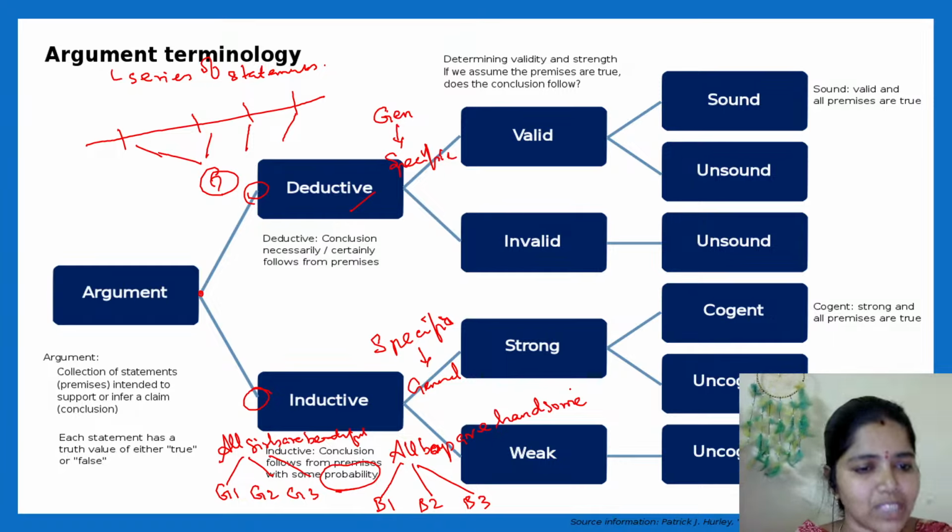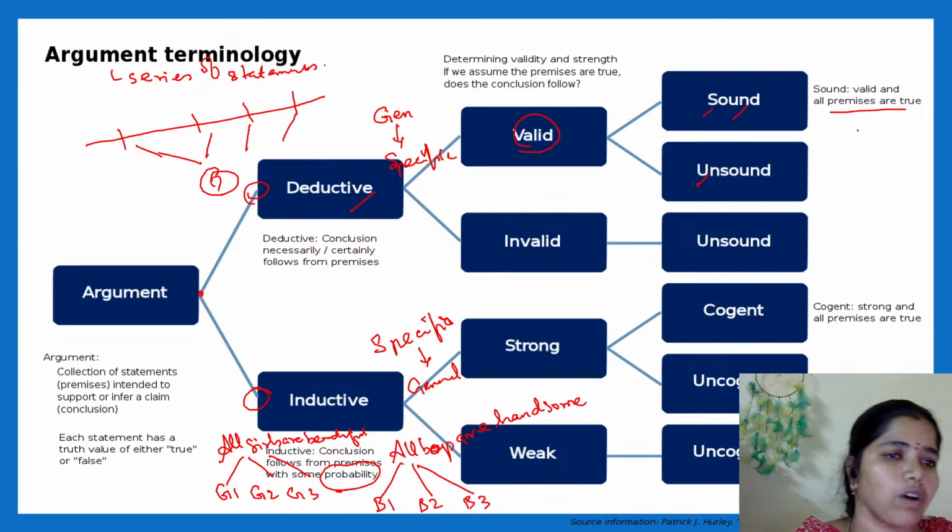You just have this diagram with you. We will see later with all the details. With respect to sound and unsound, even if it is a valid argument, it will be sound or it will be unsound. What we mean by sound is that it is valid and all the premises are true.